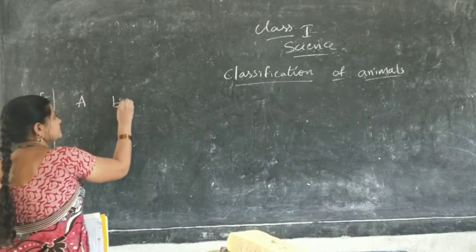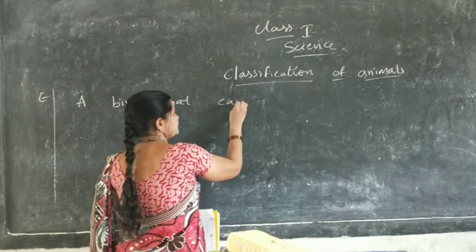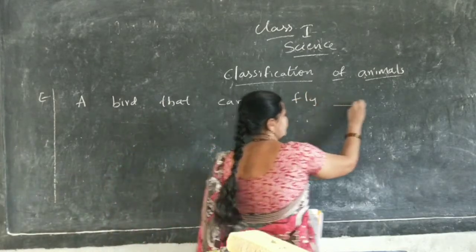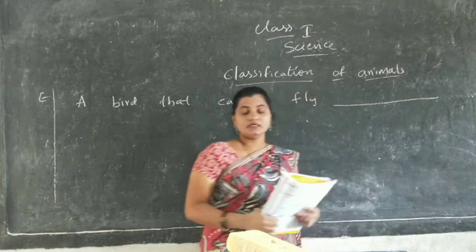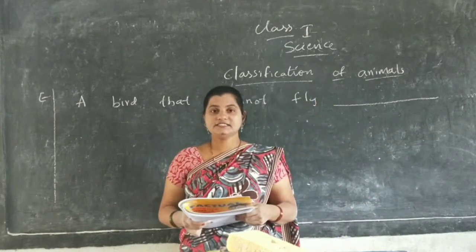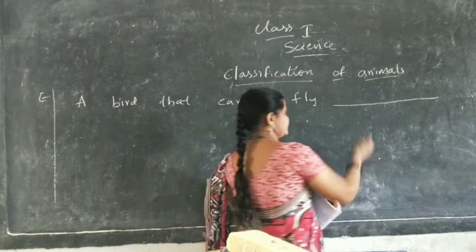Blank given. What is a bird that can't fly? We know ostrich. Then you have to write it.